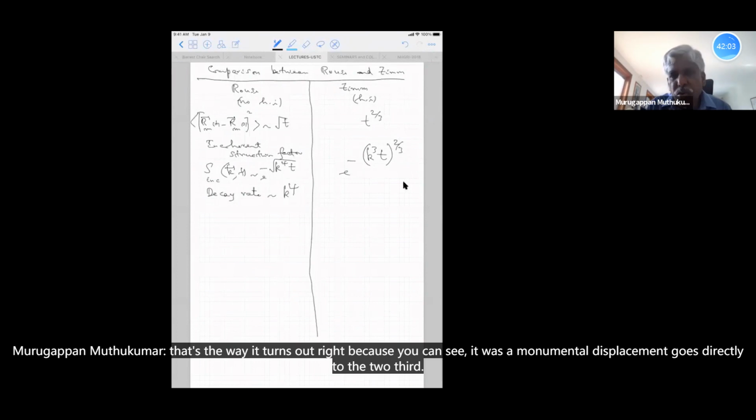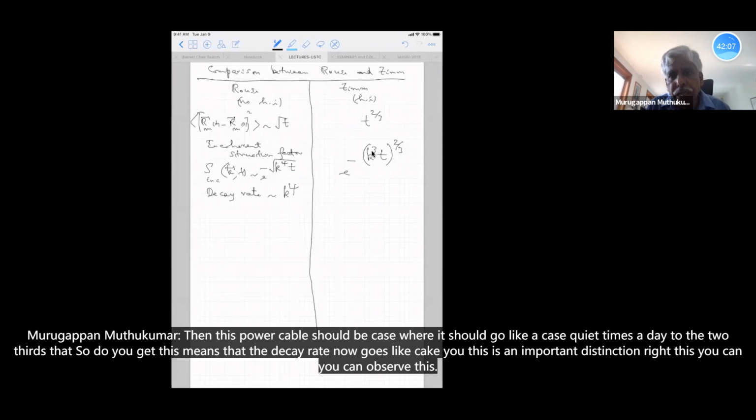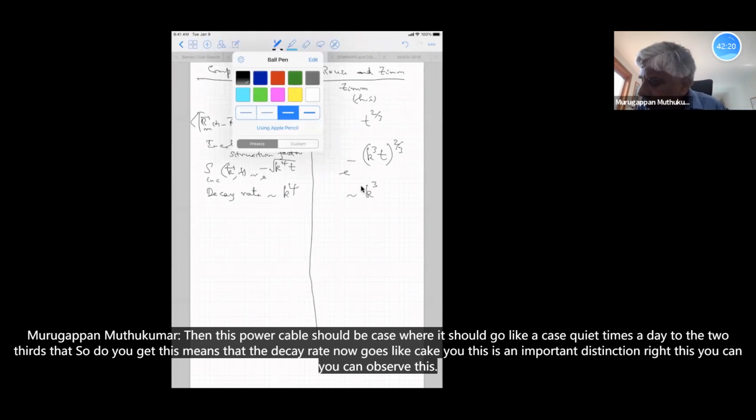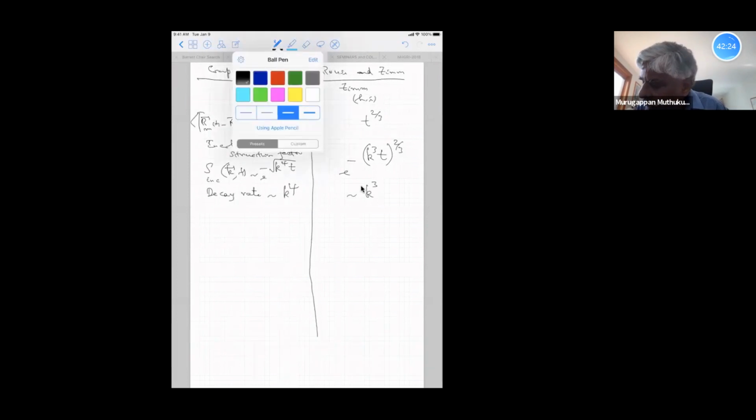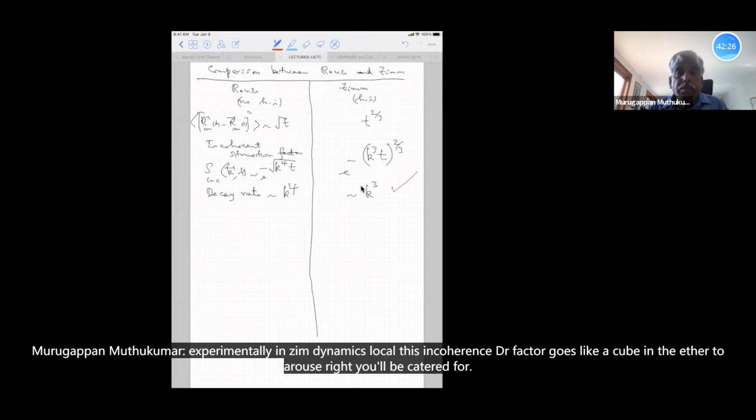Because you can see monomer displacement goes like t to the 2/3. Then this power should be k squared. It should go like k squared times t to the 2/3, and that's what you get. This means that the decay rate now goes like k cubed. This is an important distinction, you can observe this experimentally. In Zimm dynamics, the local incoherent structure factor goes like k cubed. If it were Rouse, it would be k to the 4.